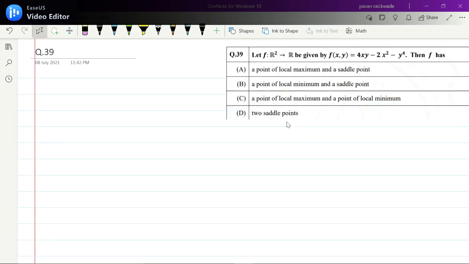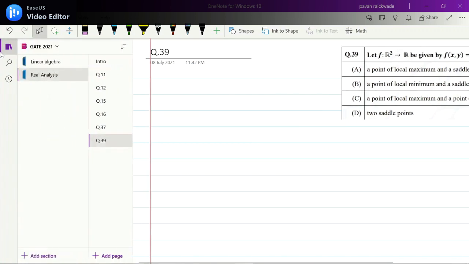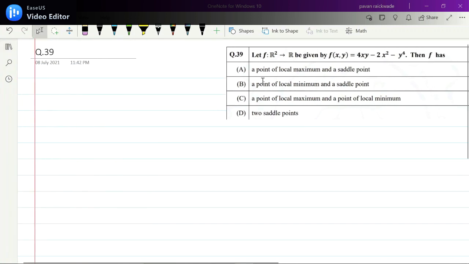That's probably the last question. So this is a pretty simple question, number 39. We have to find the critical points first, and classify them as saddle point, maximum or minimum. The first thing is that the critical points of f are the solutions to the equations fx equals 0 and fy equals 0, right?